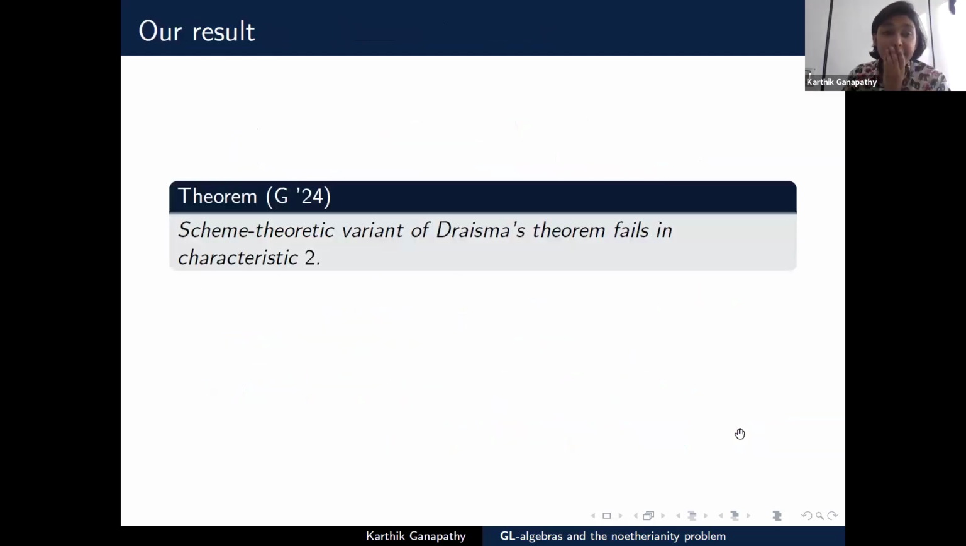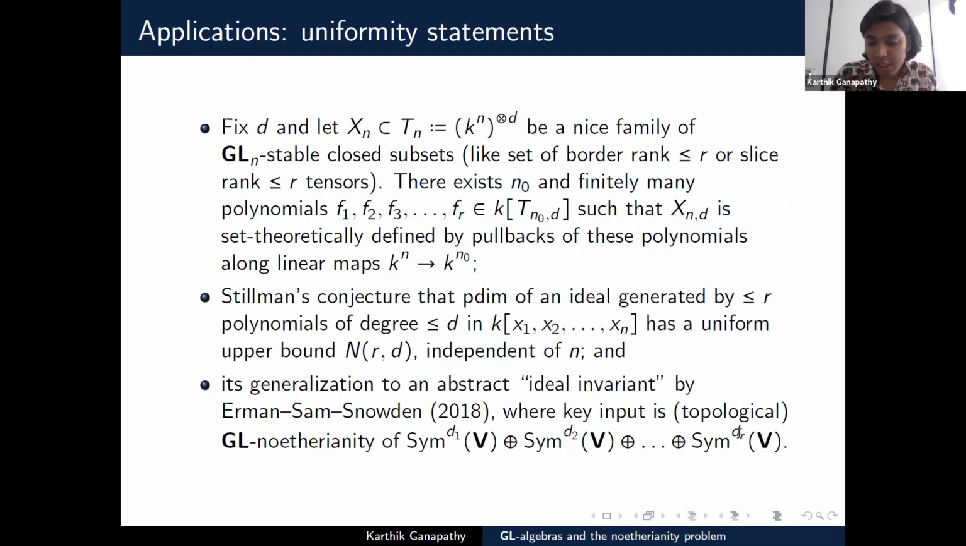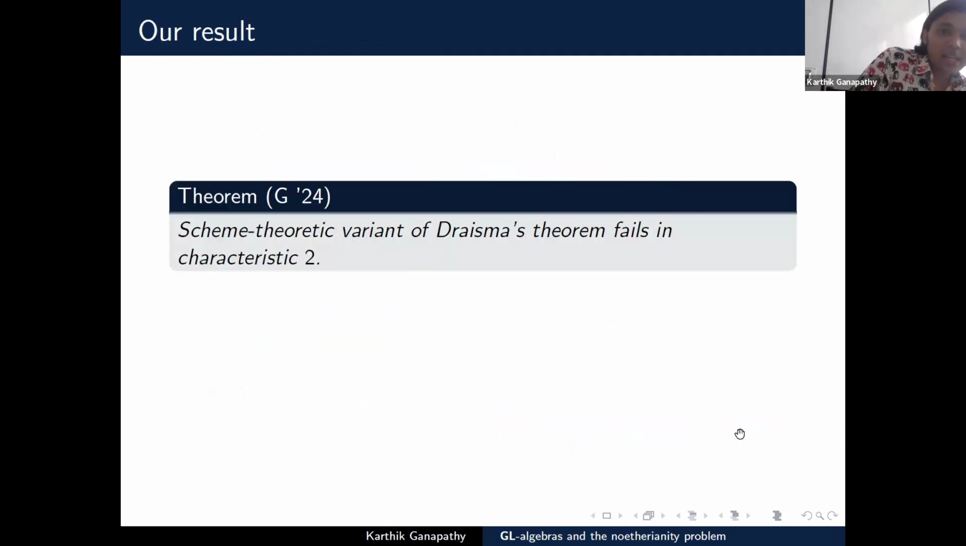Now let me say that Draisma's theorem is not just about one specific class. It answers Snowden's question in the sense that he was able to show that finitely generated algebras in rep-pol GL are topologically Noetherian. The scheme-theoretic variant is still open. What I recently showed was that the scheme-theoretic variant of Draisma's theorem fails in characteristic 2. I expect this to also fail in other positive characteristics, but have not been able to prove it. I don't know what to expect in characteristic 0.